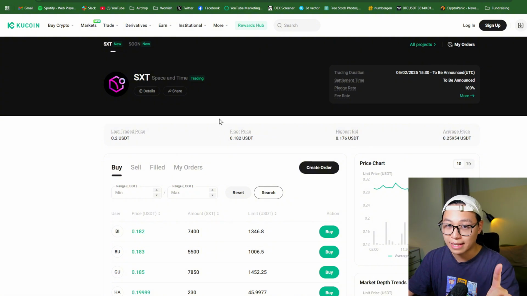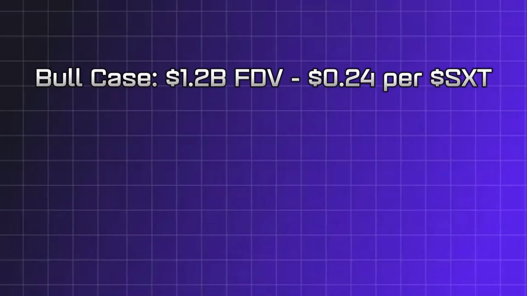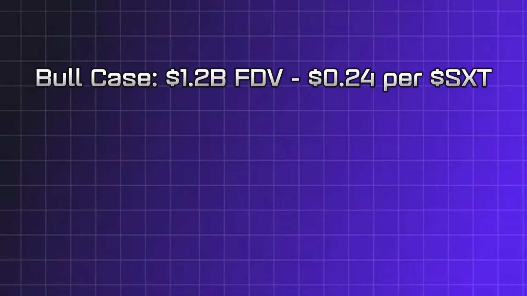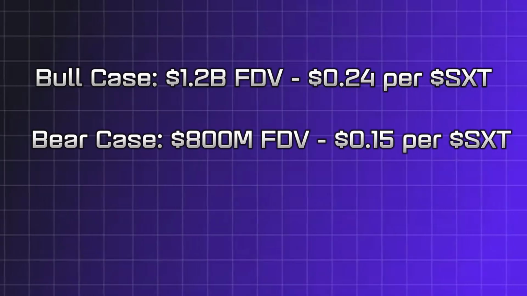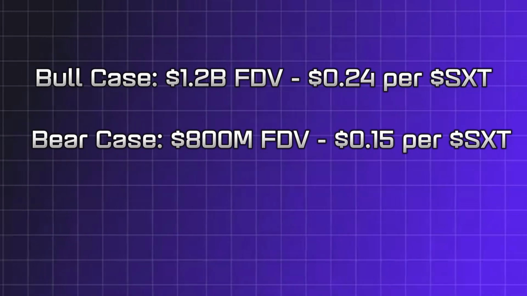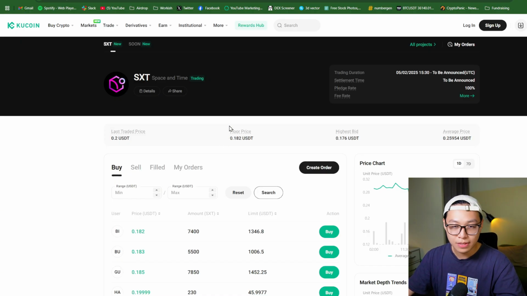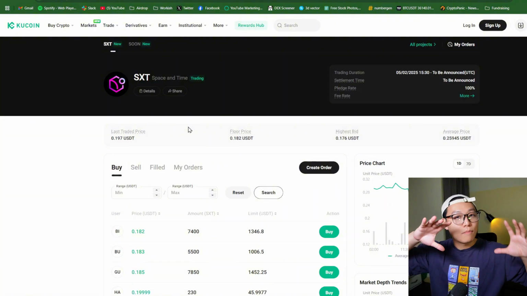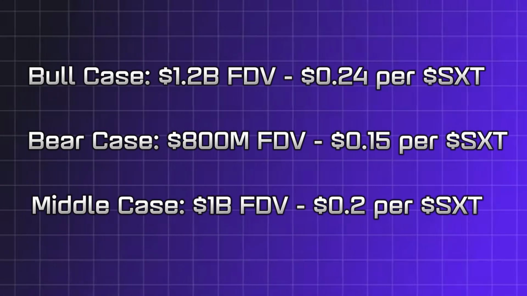But my bull case is going to be at around $1.2 to $1.3 billion, which puts the price of one SXT at about 24 to 25 cents. And the bear case is going to be $700 to $800 million, which puts the price of SXT at around 15 to 16 cents. However, I am more leaning towards the middle case, which is about 18 to about 20 cents.